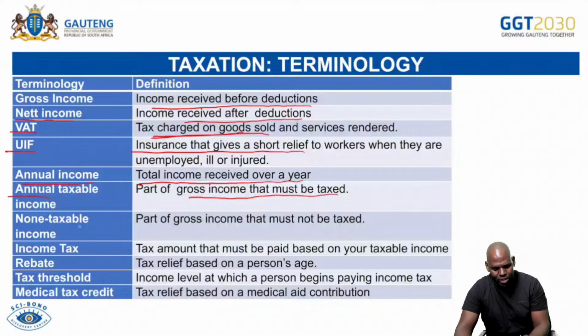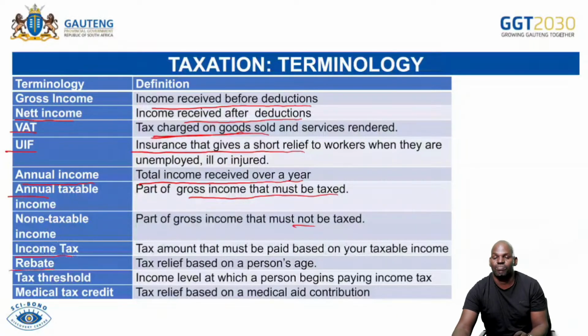And then, of course, we've got non-taxable income. Non-taxable income is part of gross income that must not be taxed. And then we've got income tax. Income tax is the tax amount that must be paid based on your taxable income, depending on how much you earn per annum. The tax that you must pay will depend on the taxable income. So income tax is the tax amount that must be paid based on your taxable income.